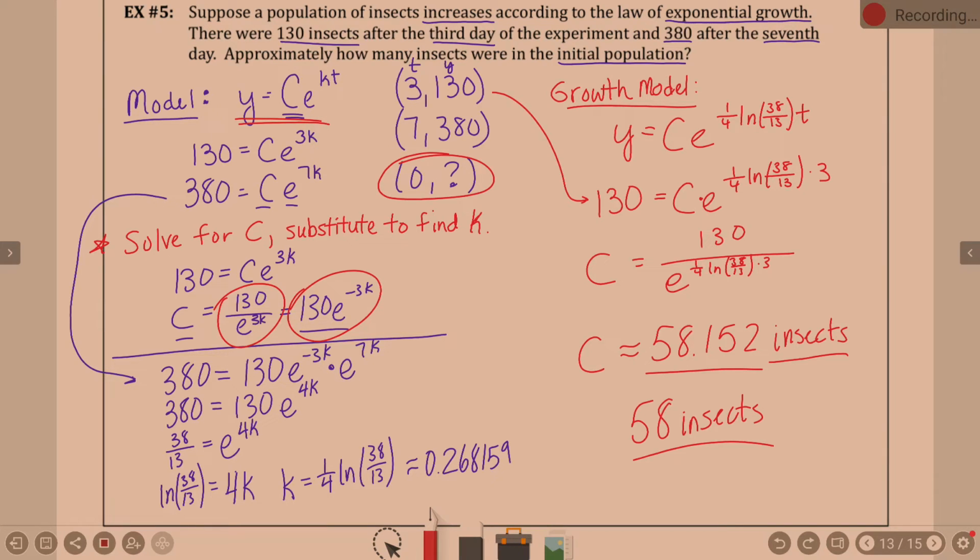I don't think you would see it as approximately on an AP test. I think it would be how many, and then if they wanted you to say to the nearest insect, they would do that. Otherwise, always assume 3 decimals. Okay? Other than your teacher making that more difficult than it needed to be at the end, are we good? Okay.